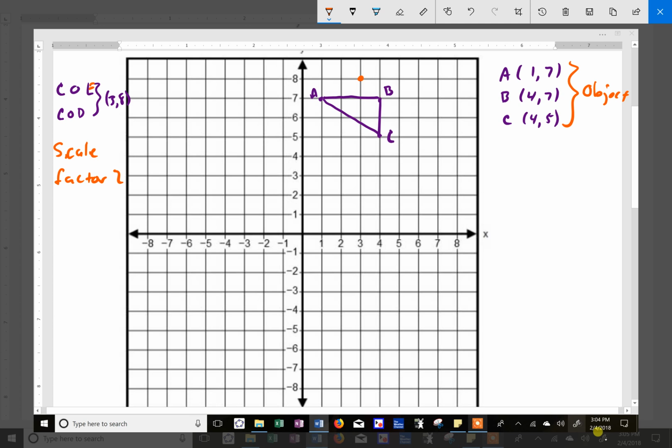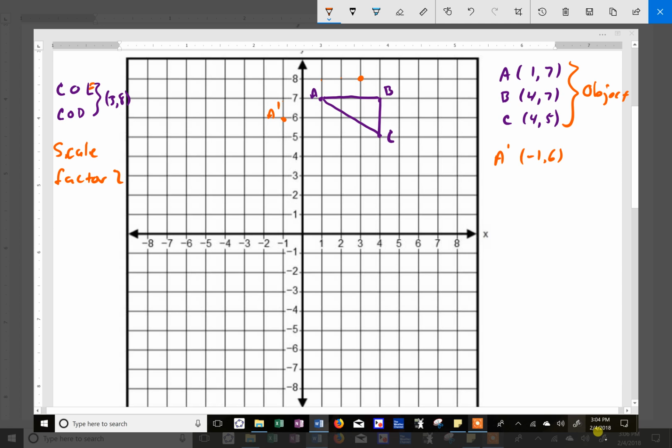So all you have to do is you're going to start at your center of enlargement. I'm going to say, all right, to get to A, I need to go over 2 and down 1. So if I go over 2 to the left and down 1, and I multiply that by 2, that's the same as going over 4 and down 2. So 1, 2, 3, 4, 1, 2. This is my new A. I'm going to call it A prime. So A prime is at -1, 6.